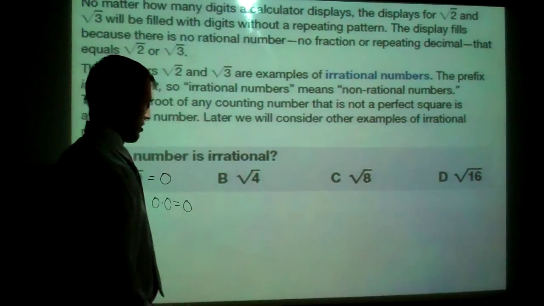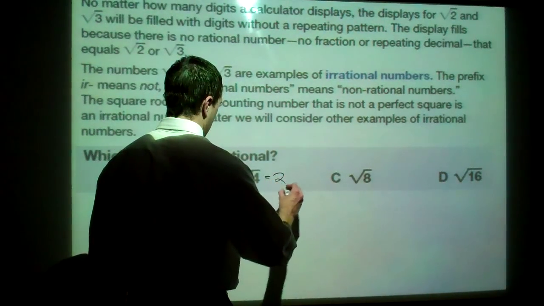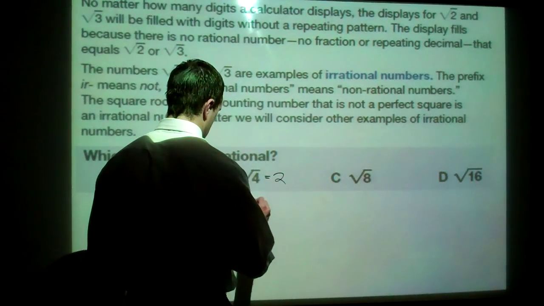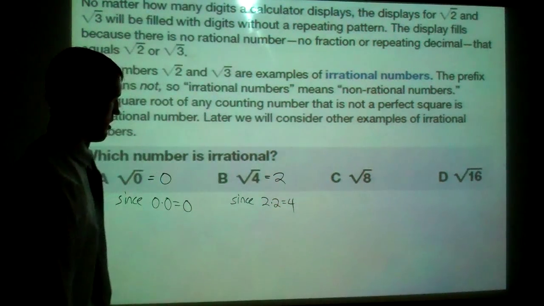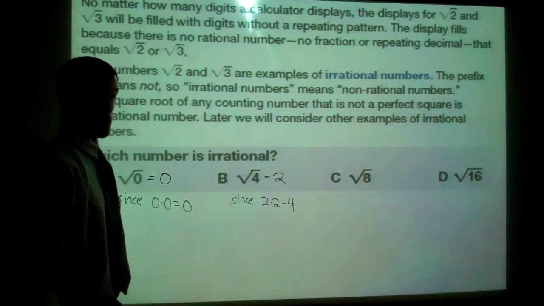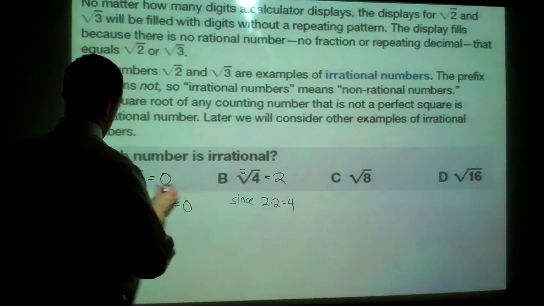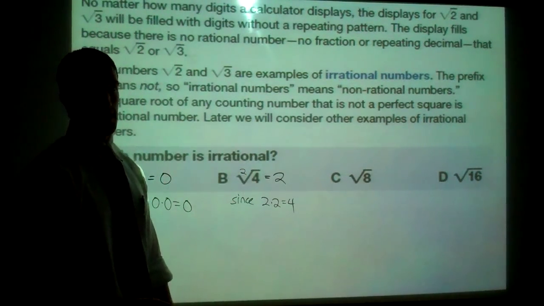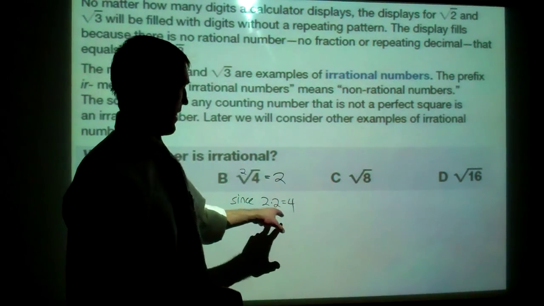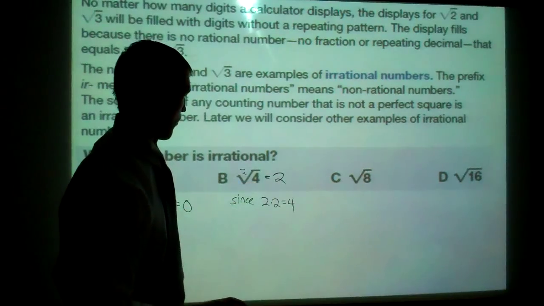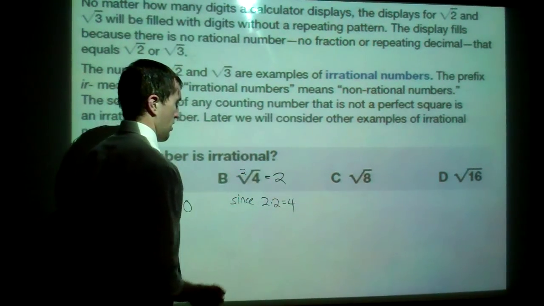Square root of 4, that's 2, we know that one, since 2 times 2 equals 4. Remember square roots have a little 2 here, even if it's not shown as a little 2. We're looking for one number to multiply twice to get 4. So that's why it's 2 there.